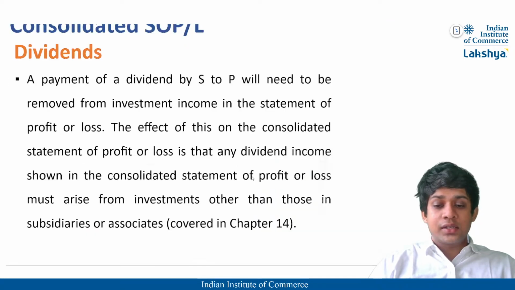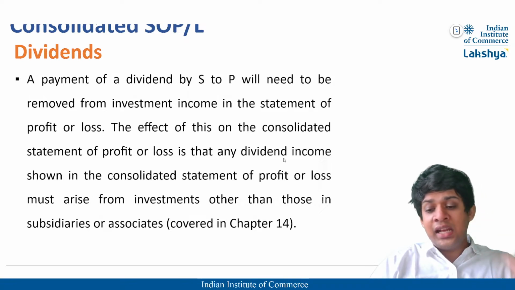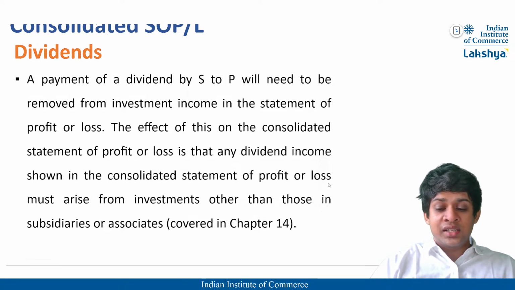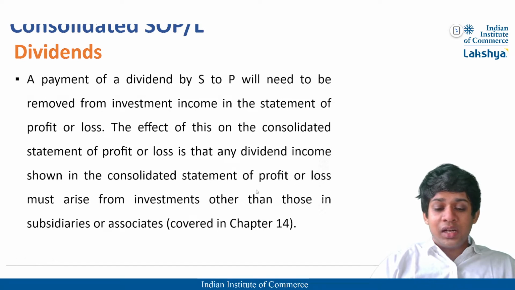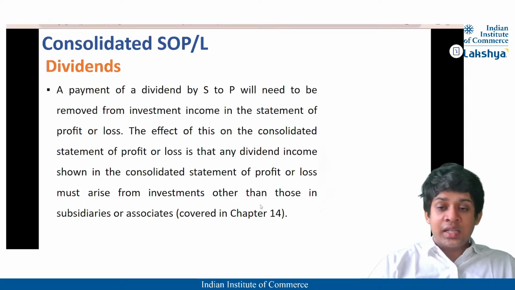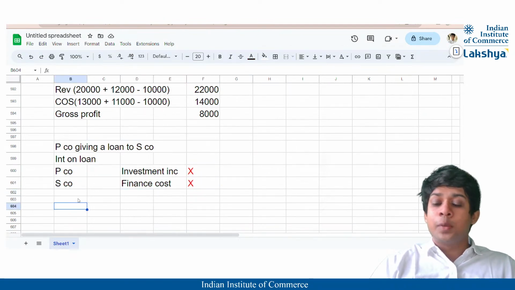Now talking about dividends. A payment of dividend by the subsidiary to the parent company will need to be removed from the investment income in the statement of profit or loss, because this is an intra-group investment income. So any dividend income shown in the consolidated statement of profit or loss must arise from investments other than those in subsidiaries or associates. Ignore this, covered in chapter 14. So this is going to be investment income only from incomes generated from third parties.